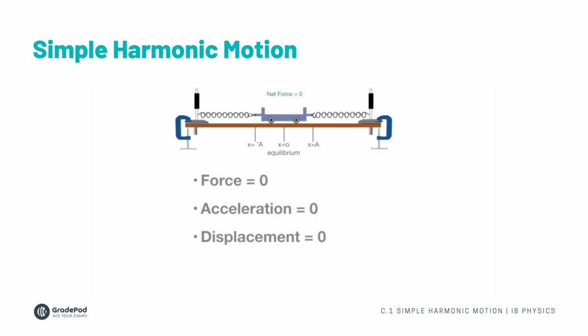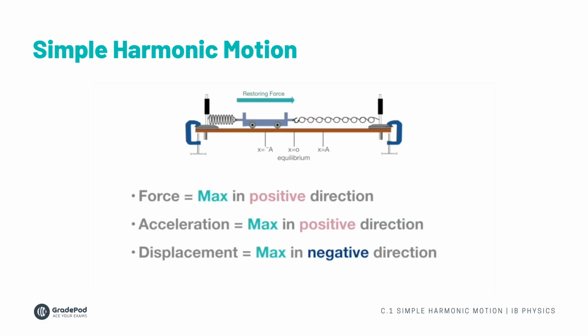Let's take one particular system. What you can see here is a cart, and on either side of the cart we have two springs, and these springs are fixed in position on either side. When this cart is in equilibrium and it's not moving, the force on the cart is zero, the acceleration of the cart is zero, and its displacement is zero. Let's move the cart to the left. Pull it over to the left.